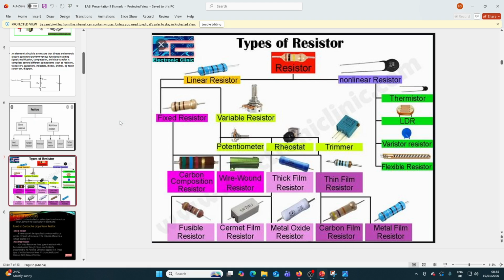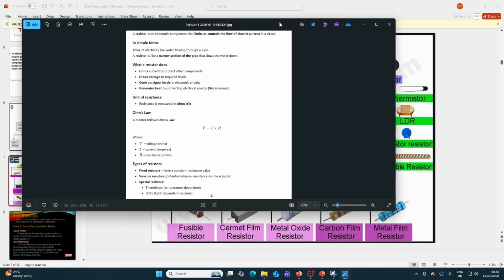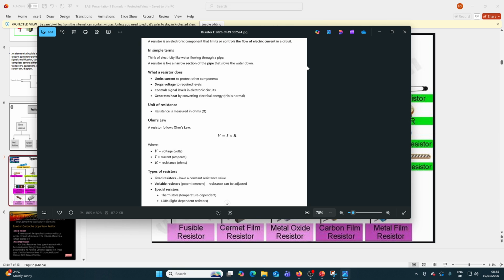Today I want us to learn about resistors. So, as you can see on the screen, we have different types of resistors. But what exactly is a resistor? A resistor can be defined as an electronic component that limits or controls the flow of electric current in a circuit.